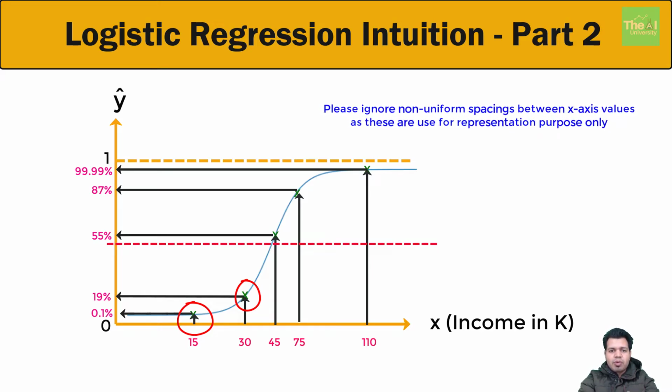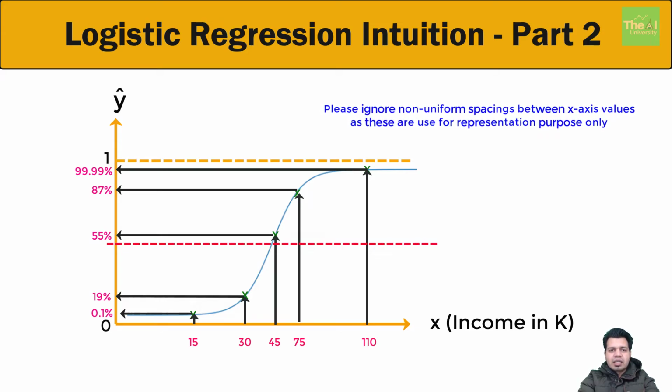In our case, the probability of clicking on the email offer associated with the person having income 15,000 and 30,000 were 0.1% and 19% respectively. Hence, predicted values for those would be 0, which means that they may not click on the email offer. Y hat would be 0 in this case, and y hat is nothing but the predicted values.